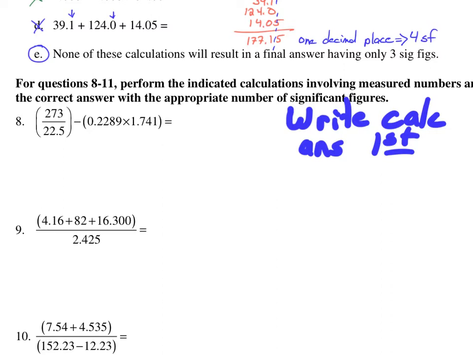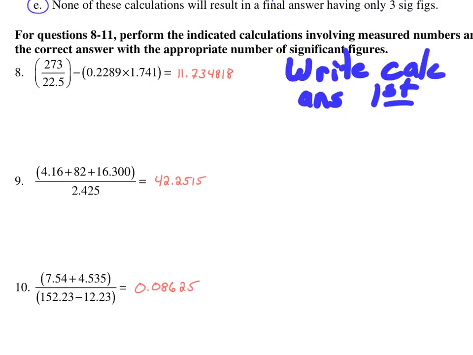For questions 8 through 11, they're combination questions. We're going to write down the calculator answer first, then go back and determine the sig figs. So I've gone through and written down the calculator answer for each problem. Now we'll focus on sig figs. Looking at question 8, we see overall it's subtraction. We have this result subtracted from this result. So we need to focus on decimal places.